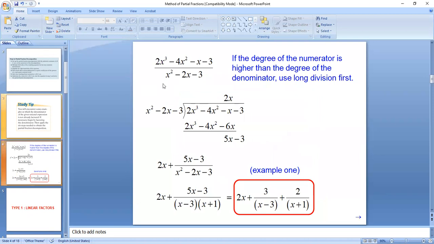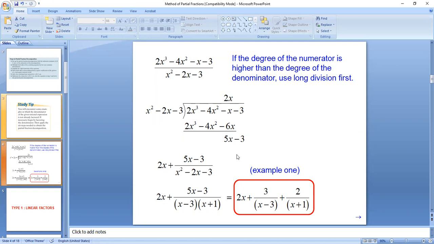If this is the original integral that you are to process, the numerator is of degree 3, the denominator is of degree 2. So before you even do anything, make sure that you do the long division. So if you do the long division, this is your numerator, this is your denominator. So you have 2x here, and this is the corresponding answer. You have here 5x minus 3 as the remainder.